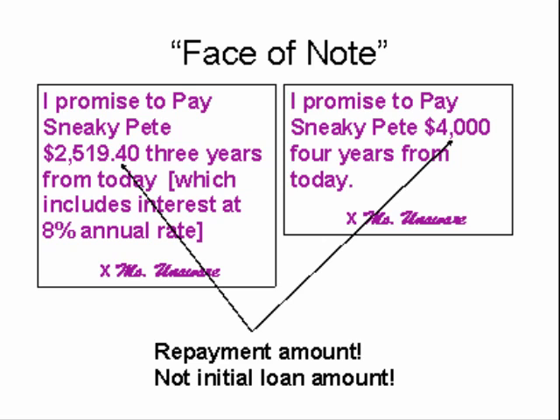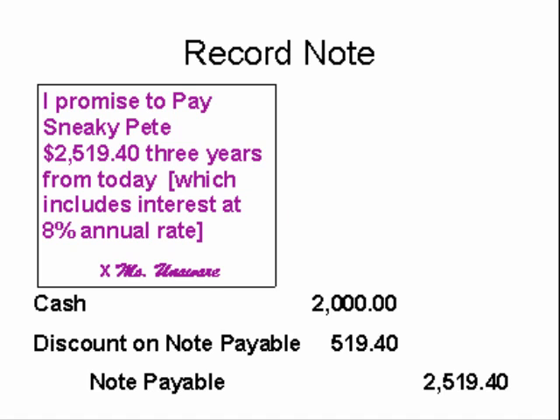On the face of the note is the repayment amount. That is the amount we're going to put in the note payable account. But that's not the cash that you're going to get. You're going to get the present value for cash. So when you record it, you record the cash that you get and you record the repayment amount of note payable, and the difference goes into an account called discount on notes payable. This is the interest that's going to be earned over the life of the note.